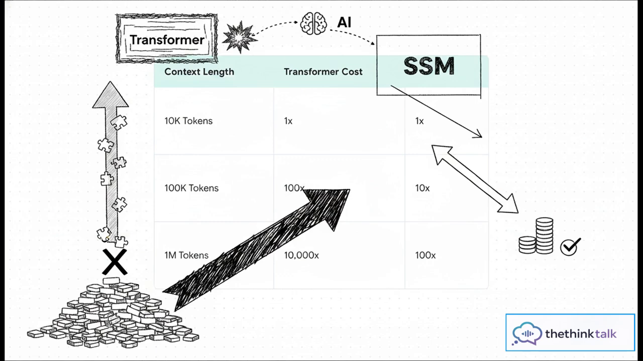But these new state space models, or SSMs, are different. Their cost scales linearly, which means it just goes up at a nice, steady, predictable rate. At a huge scale, the difference in cost is just astronomical. This is a total game changer for the economics of AI.